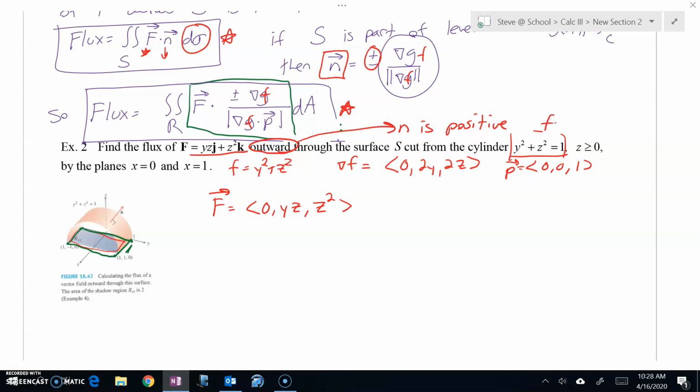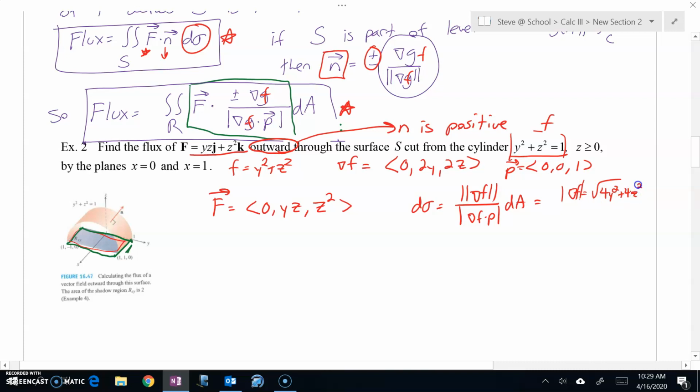So my point is, you can use this formula up here, or you can go back to the original formula that we had, just with all the pieces. All right? We know that d sigma is equal to the magnitude of the gradient of f over the gradient of f dot p dA. So if we do that first, let's just do that. We get the magnitude of the gradient of f, which is actually a little bit more work. I didn't do this in my notes, but that's okay. So the gradient of f magnitude is the square root of 4y squared plus 4z squared.